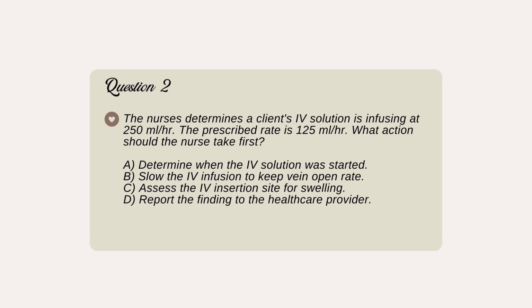The nurse determines a client's IV solution is infusing at 250 milliliters per hour. The prescribed rate is 125 milliliters per hour. What action should the nurse take first? A. Determine when the IV solution was started. B. Slow the IV infusion to keep vein open rate. C. Assess the IV insertion site for swelling. D. Report the finding to the healthcare provider.